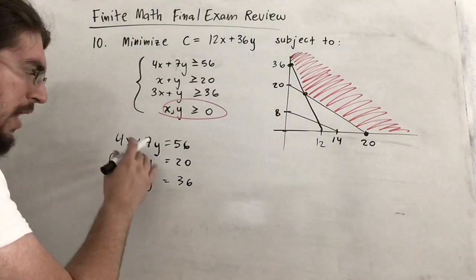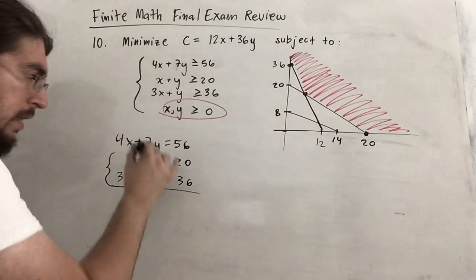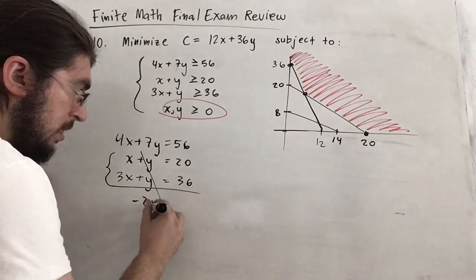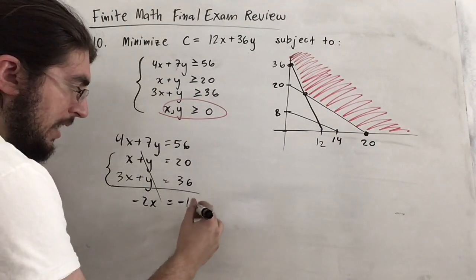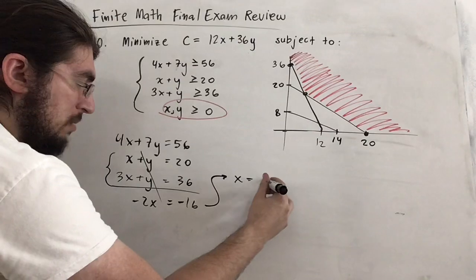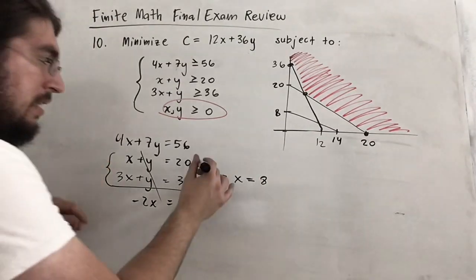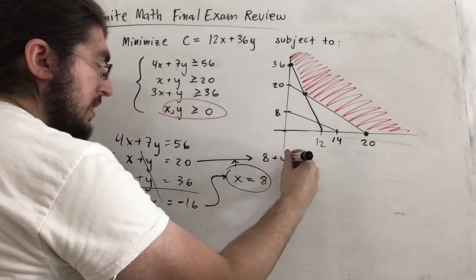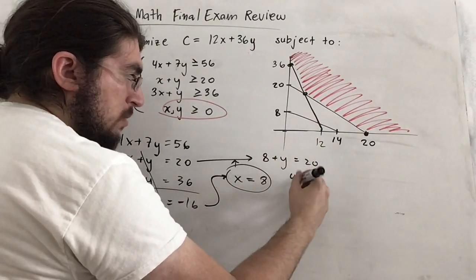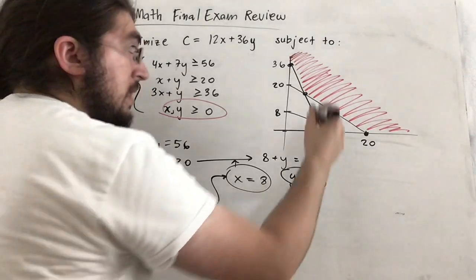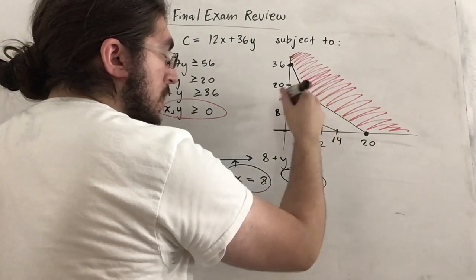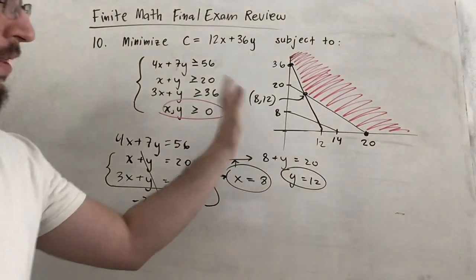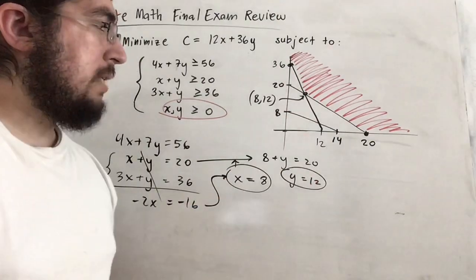And notice if we just subtract top minus bottom, this will actually eliminate y, but we have to subtract, so be careful. x minus 3x is negative 2x. 20 minus 36 is negative 16. Divided by negative 2 gives us x equals 8. If we plug that into, let's say, the top one, we get 8 plus y equals 20. So subtracting 8, y is equal to 12. So this point is really the point (8, 12), which seems to add up with where it lies on the xy plane here.